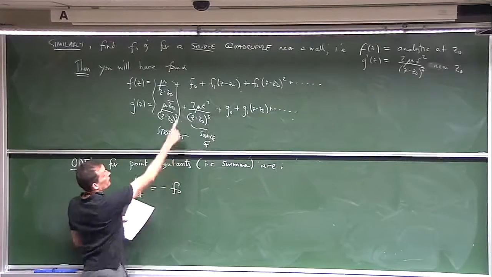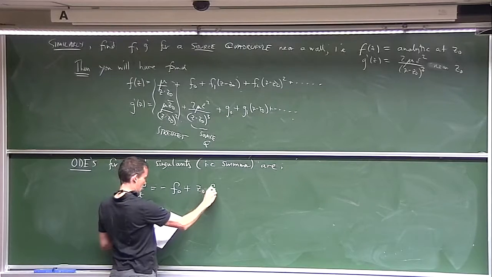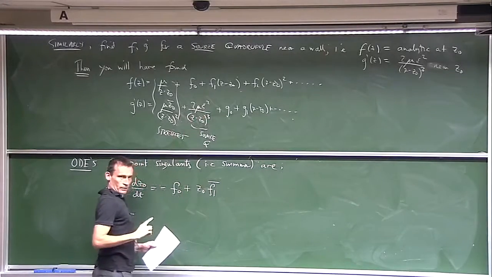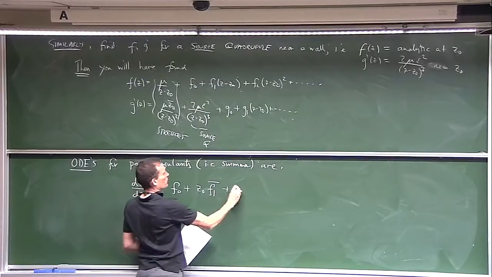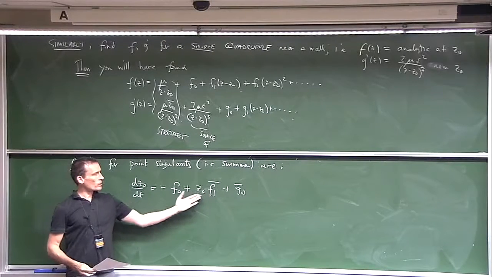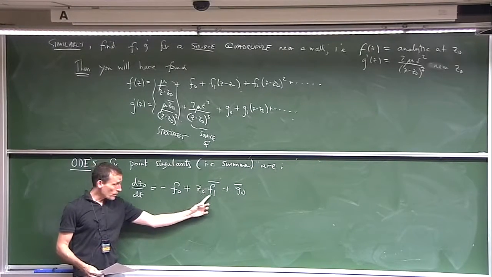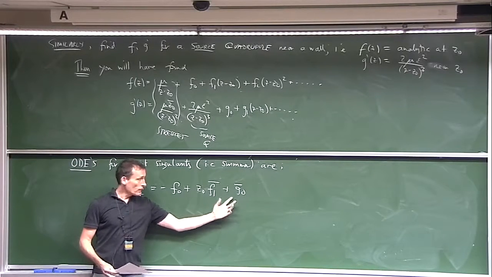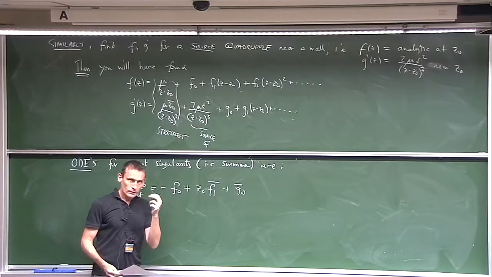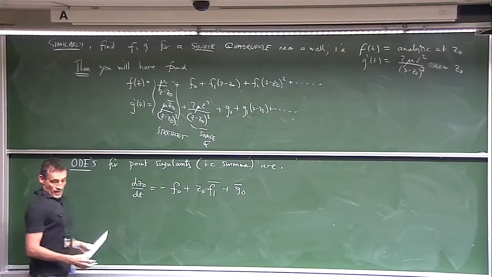It's minus f naught, that coefficient, plus z naught times f1 bar, which is the second coefficient, plus g naught bar. Remember, this looks like minus f plus z f prime bar plus g prime bar, except I've just evaluated it at one point now, and only the non-singular part.